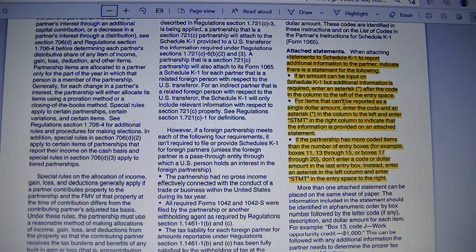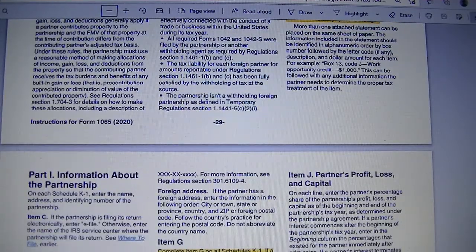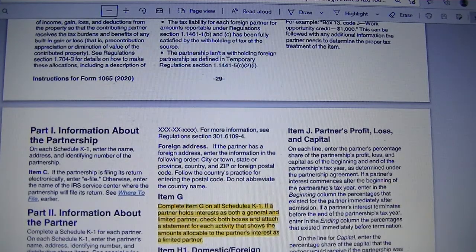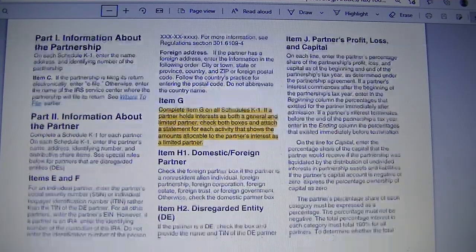in the column to the left of the entry space. And then for an item that can't be reported as a single dollar amount, enter the code as an asterisk in the column to the left and enter STMT in the right column. So what I would say is read every single code under those lines to see how you should complete the Schedule K1, because it varies.